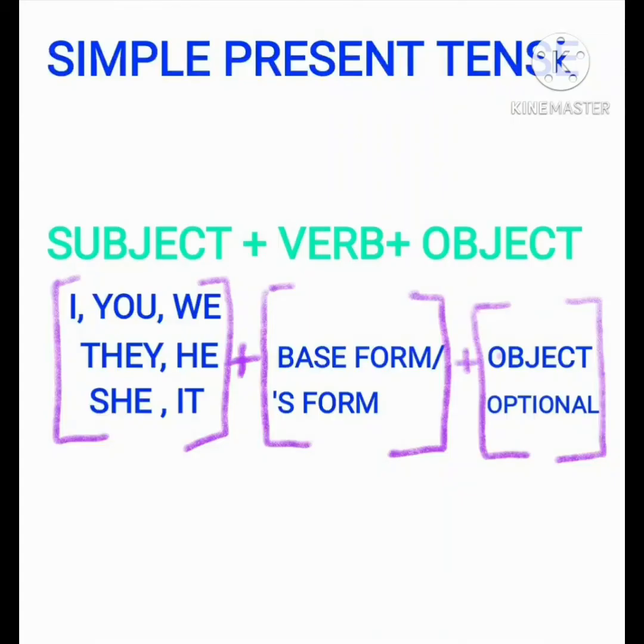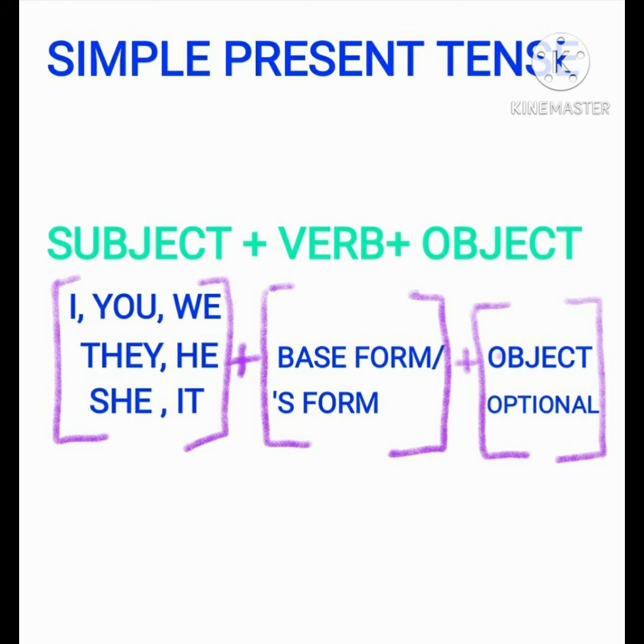By now, you must have understood how to frame sentences in simple present. Let's discuss the structure of a sentence in simple present tense once again. Subject plus verb plus object. Subject is what you learnt in the 3 persons of English grammar. That is I, you, we, they, he, she, and it.